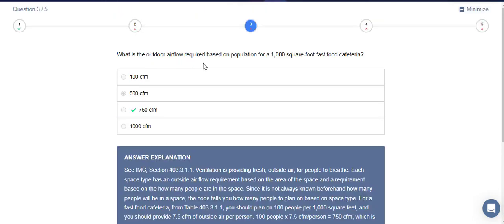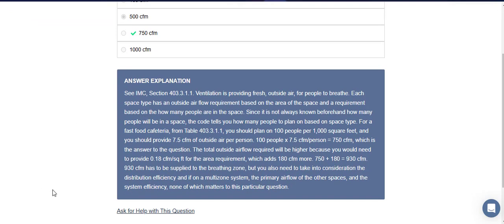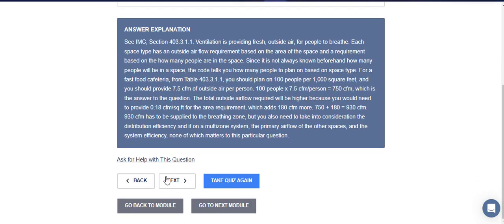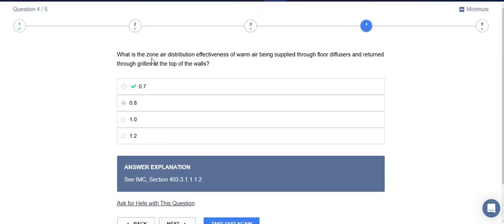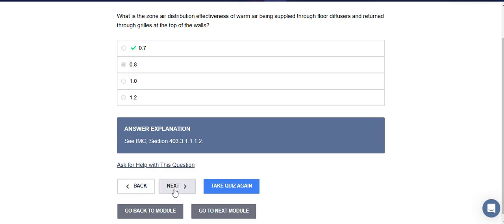What is the outdoor airflow required based on population for a 1000 square foot fast food cafeteria? It will be 750. Okay, let's go to the next one. What is the zone air distribution effectiveness of warm air being supplied through floor diffusers and returned through grilles at the top of the walls? It is 0.7.